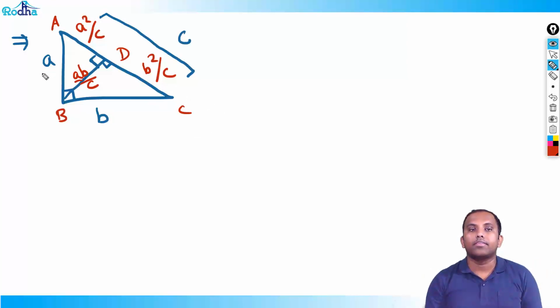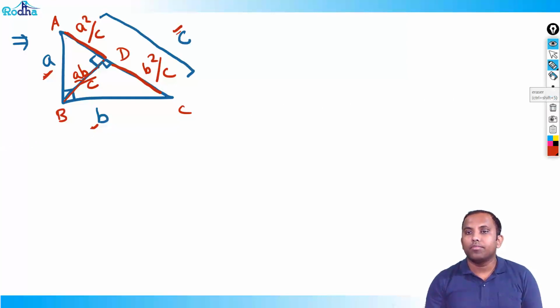And directly write this is A, this is B, this is C. This is very easy to remember also. This is A square by C. This is AD, I'm talking about AD. AD is A square by C. CD is B square by C. So you write here A, you write here B, you write here C. Upper one, AD, is A square by C. Lower one, CD, is B square by C, and BD is AB by C, right? So very quickly you can get this value.